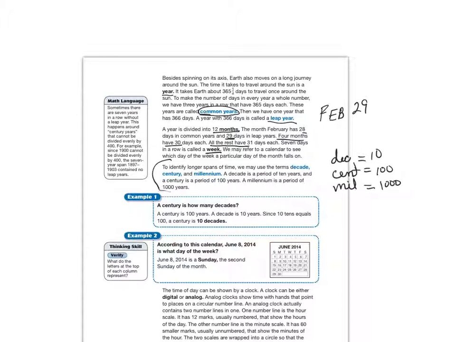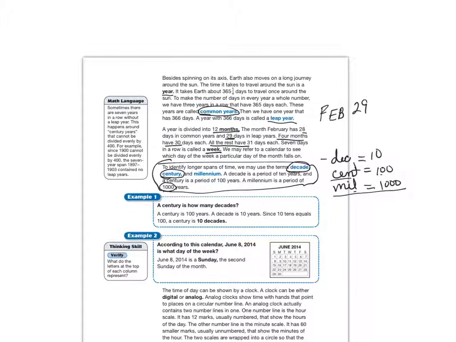Now here's the important thing here. Pay attention to this. A decade is equal to 10 years. A century is equal to 100 years. And a millennium is equal to 1,000 years. So dec equals 10, cent or century, cent equals 100, and mil equals 1,000.